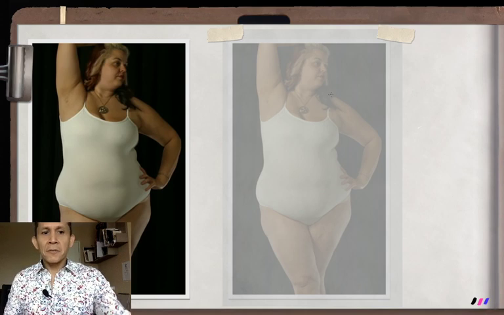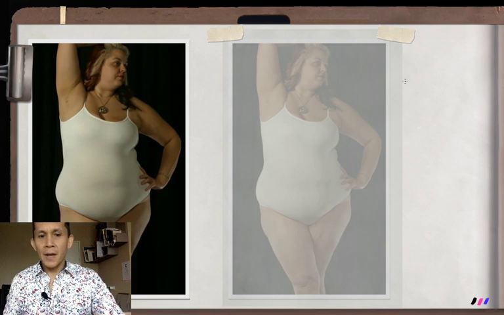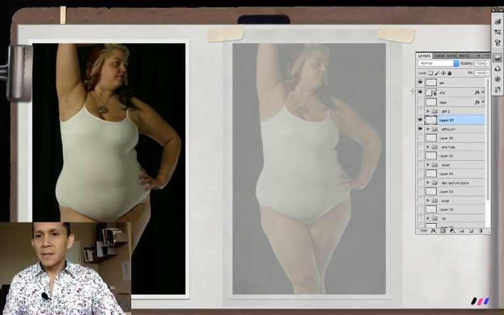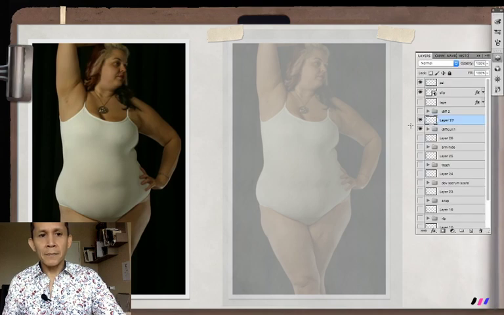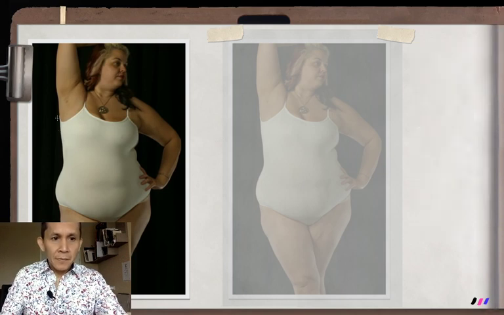Okay, so you might have a situation like this where the model is heavy set and she might be wearing clothing. So how do we see anatomy? Okay, what clues do we have? Well, let's look at the surface or the contour.